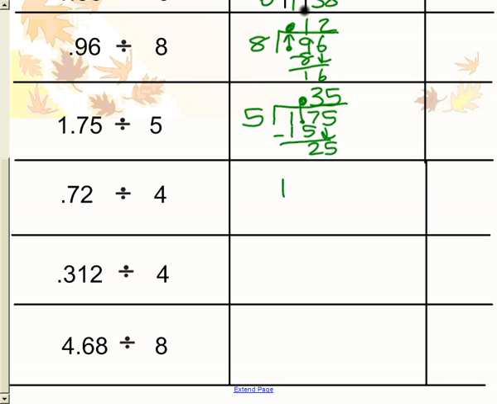Why don't you try this one on your own if you haven't yet, and then unpause the video when you're ready. All right, so this is a whole number. We're going to bring this up through the roof. 4 goes into 7 one time. 1 times 4 is 4. 7 minus 4 is 3, and drop the 2. 4 goes into 32 8 times, and my answer is 18 hundredths. If you got that right, give yourself a star. Next problem.